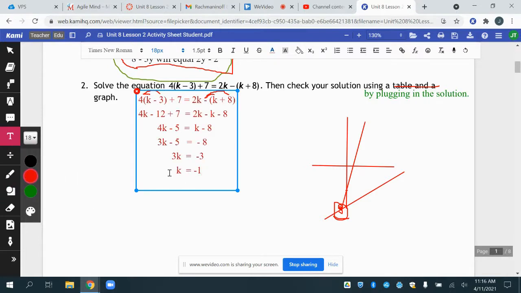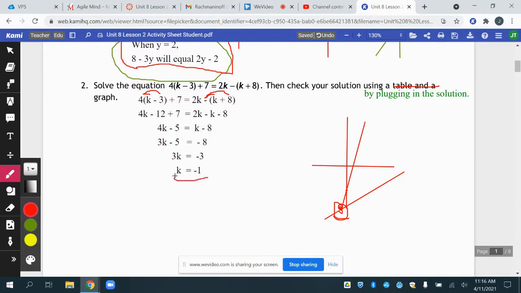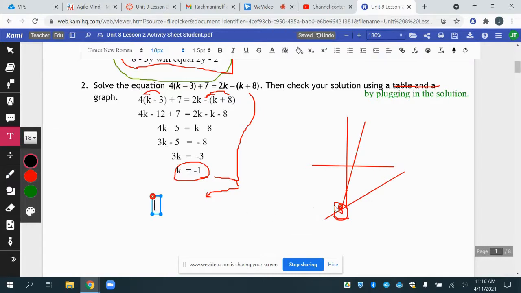I got my answer. So here's how I would check this. I would plug it in here. Okay, so we have 4 times -1 minus 3. We're going to see if it really does work. Because the whole goal of algebra is to figure out, well, I got this crazy thing here up at the top. Does it work? What number will make that work? What number will make that be equal, like it's supposed to be?